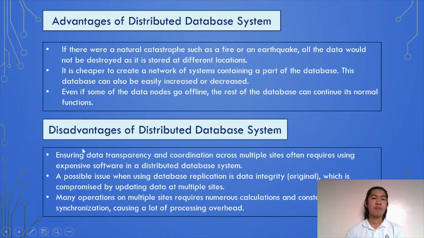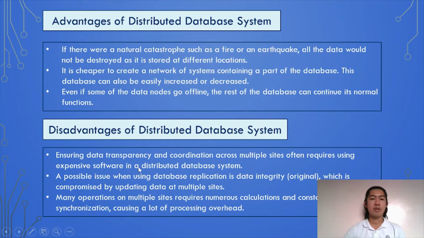Disadvantages of distributed database system. First is ensuring data transparency and coordination across multiple sites often requires using expensive software in a distributed database system. So, di ba nga sa centralized database system is less expensive, dito naman kay distributed, it uses expensive software. So, since marami naman yung server na gamitin, mas malaki yung gagastusan.